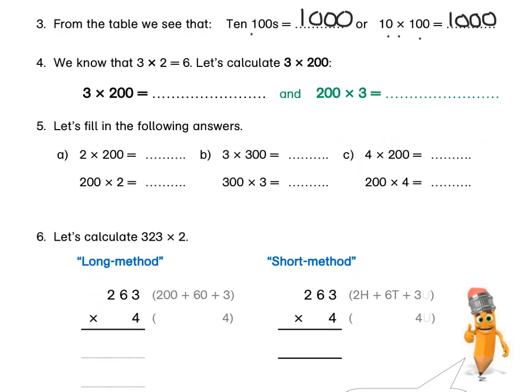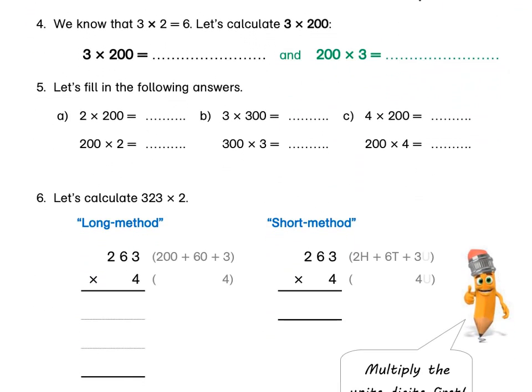We know that 3 times 2 is equal to 6. So let's calculate 3 times 200. So when you look at this, you must think 3 times 2 times 100. 3 times 2 is 6. Times 100 is 600. And the other way around, 2 times 3 is 6. Times 100 is 600. We get 600 for both answers.